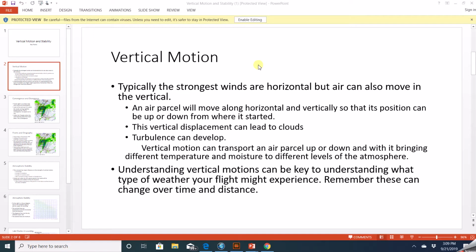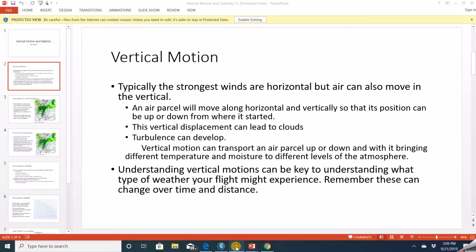Okay, these two weeks coming up, we're going to discuss vertical motion, which is just another direction that the air is moving, stability, and then moisture. So think about the air. It can move in three dimensions. Horizontal is typically the strongest dimension, with the most wind speed, but there can be very strong updrafts sometimes, and an air parcel can move in the vertical direction as well. When you experience turbulence when you're flying, or if you see clouds, all those are examples of upward motion.